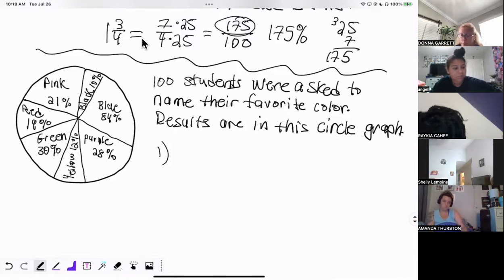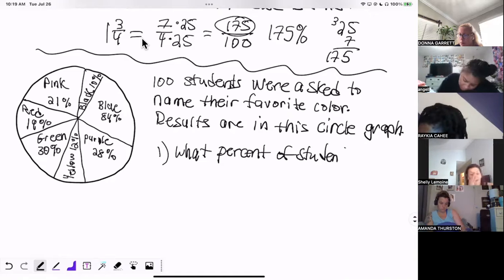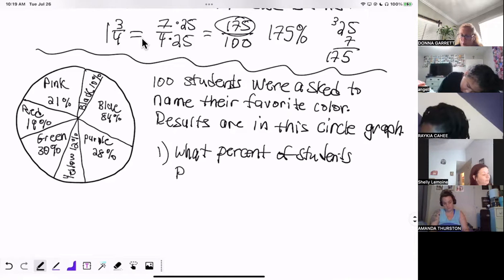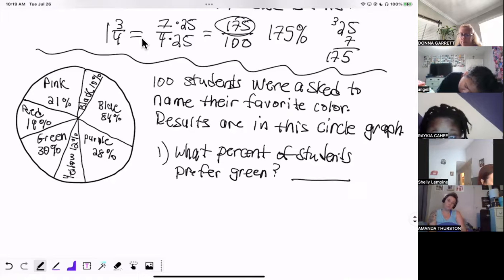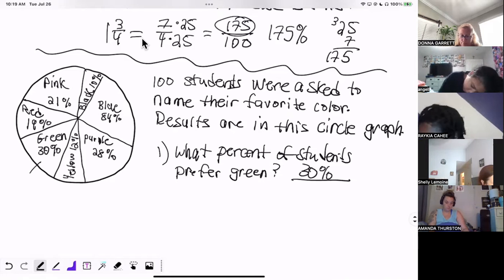Okay, first question. What percent of students prefer green? Well, that's just pretty easy to do. We're just going to find green. Where's green? Green's over here. Green is 30%. So 30% prefer green.